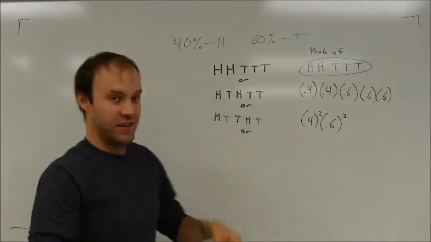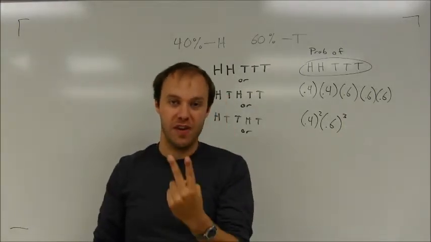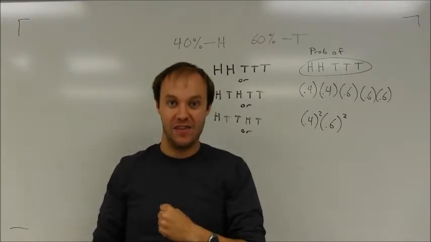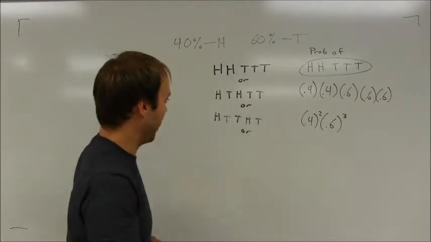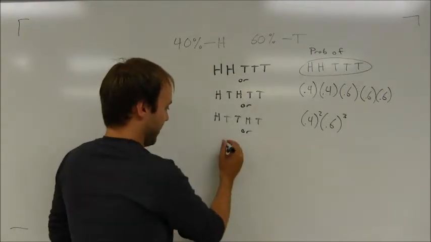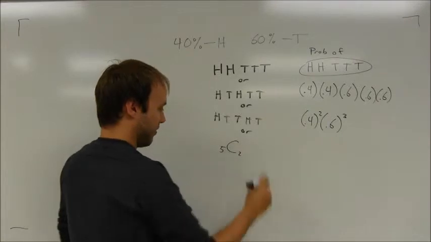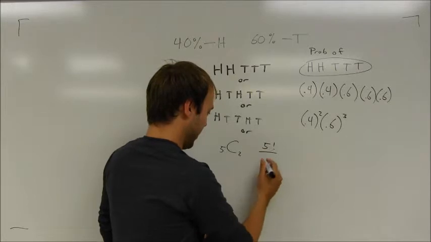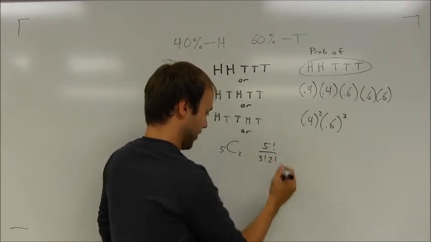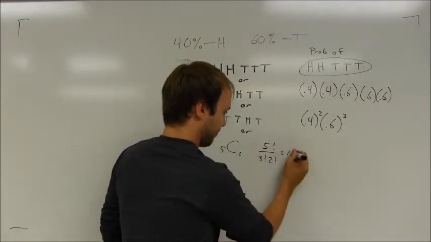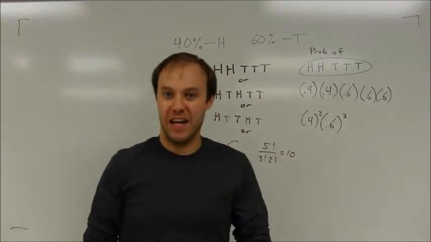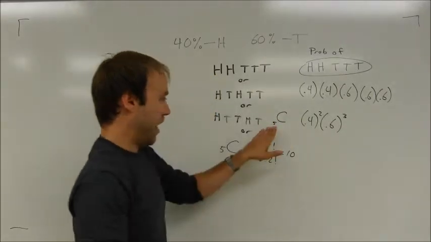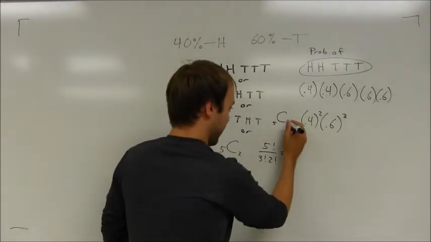The number of different ways that I can have 2 of those 5 flips being heads, that's just picking 2 heads out of a group of 5 flips. That's really just the combination of 5 taken 2 at a time. Okay, and if you want to work that out, that's 5 factorial over 3 factorial, 2 factorial. That's just 10.